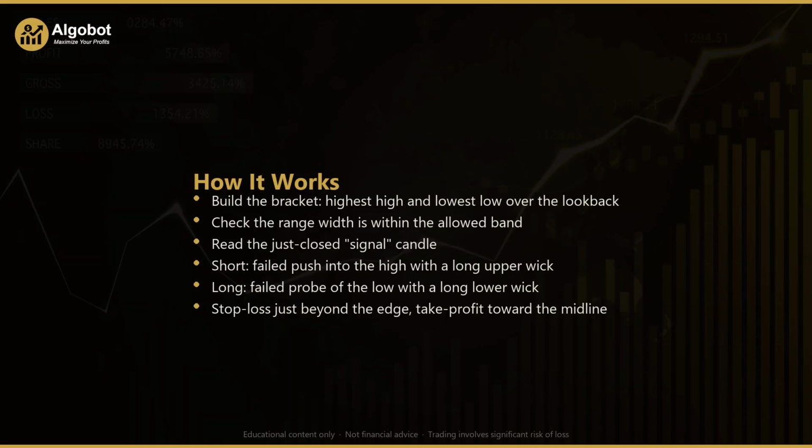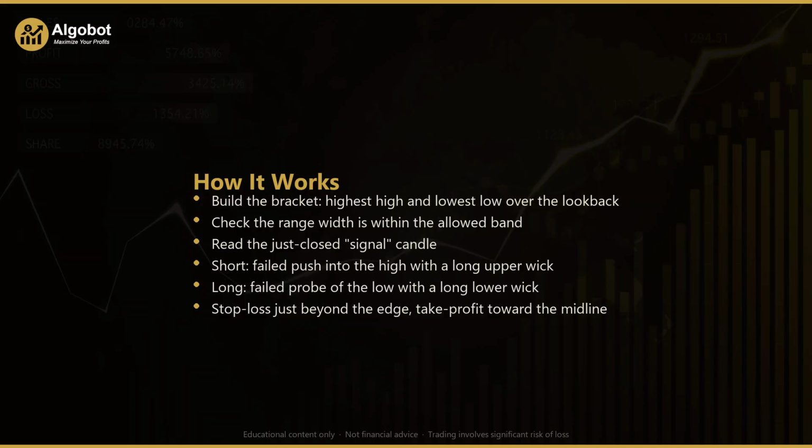Let's walk through the logic step by step. The strategy evaluates its rules only once per bar, right after a candle closes. That candle becomes the signal candle. First, the EA builds the bracket. It looks back over a window of candles, 20 by default, but it deliberately excludes the signal candle itself. From that window, it takes the highest high as the range high and the lowest low as the range low. The midpoint between them is the midline, and the distance between them is the range width.